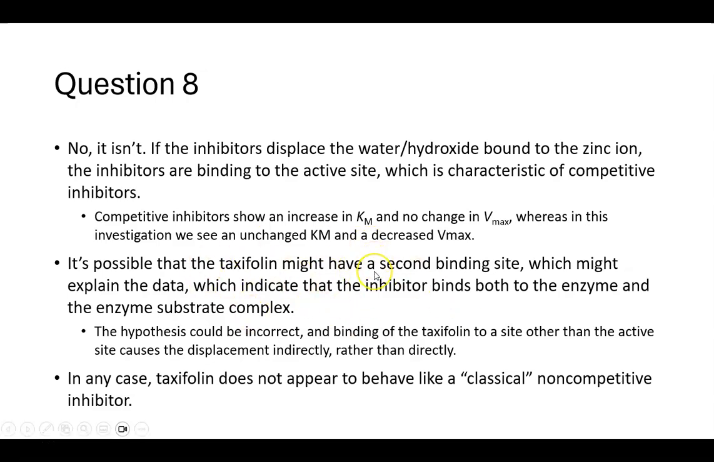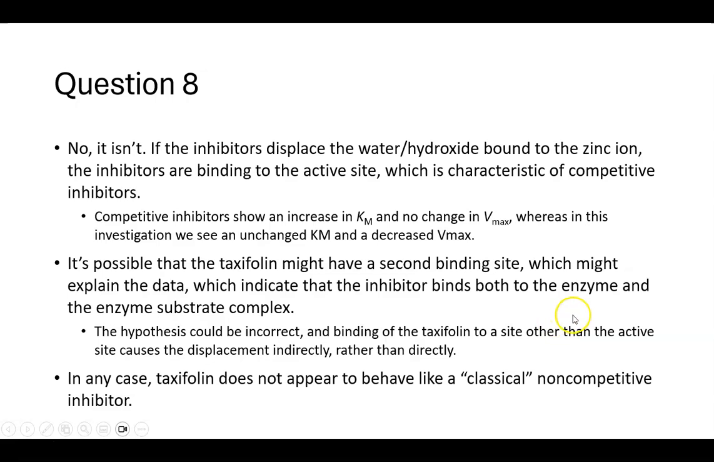Maybe the taxophilin does bind to the active site. It binds to the enzyme at the active site. Non-competitive inhibitors classically don't do that, but maybe that's what happens. And maybe taxophilin has a second binding site that does actually bind somewhere else, and maybe that does somehow impact what's happening on the active site. If that's how it works, then our data would be consistent. But maybe what happens is that when the taxophilin binds to the other site, maybe that displacement does occur, but it somehow happens indirectly. I don't really know. I tried to find out, and I couldn't find out.